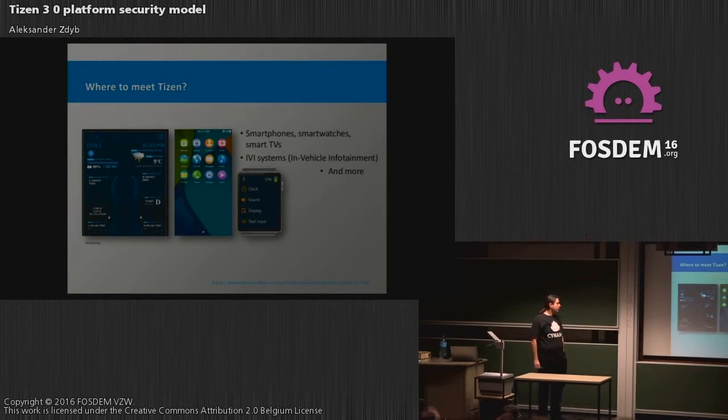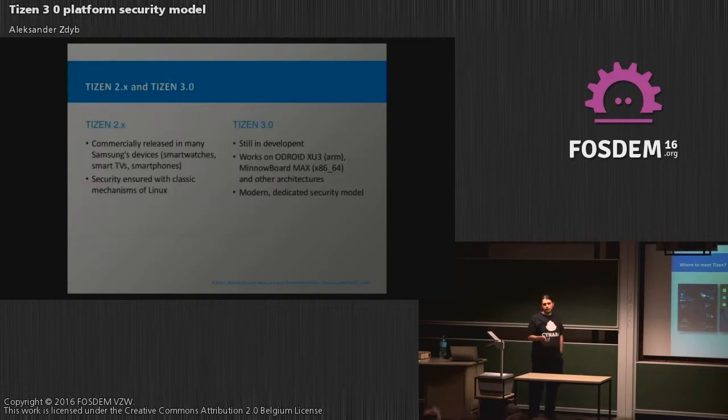This is where you can see Tizen devices in the wild, so there are some IVI systems, mobile phones, smartwatches, and more. And everybody can join this community by installing Tizen on their device. There are two Tizens at the moment. Tizen of series 2.x, commercially deployed on many devices, mainly by Samsung. And there is next generation Tizen 3.0, which is still in development.